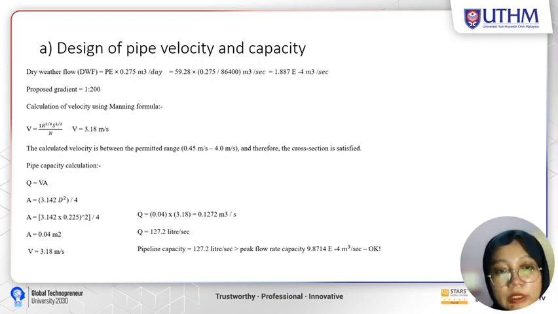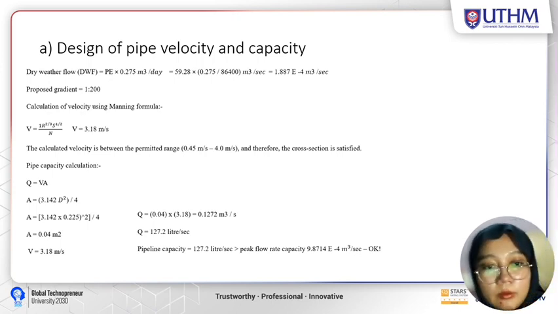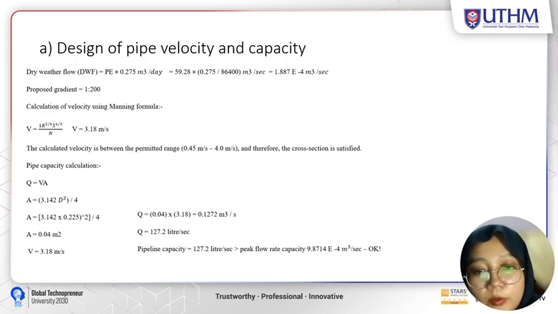The proposed gradient is 1 over 200. For the calculation of velocity using the Manning formula, the calculated velocity is between the permitted range of 0.45 to 4.0 meter per second, so the cross section is satisfied. The area is 0.04 meter square and the velocity is 3.18 meter per second.